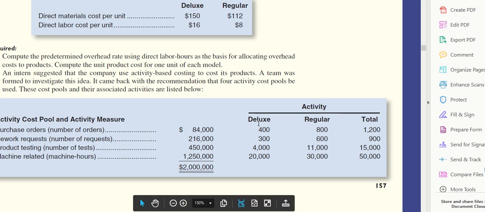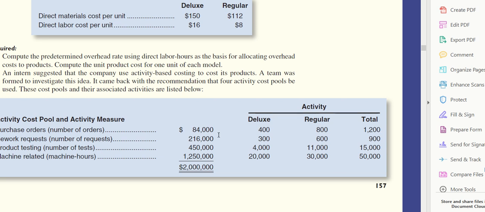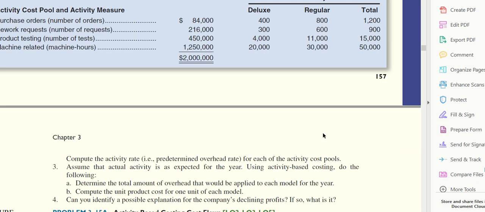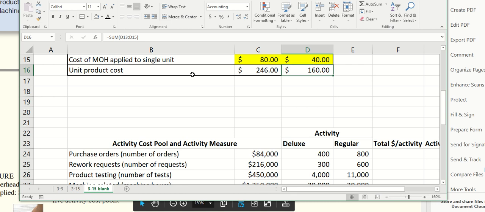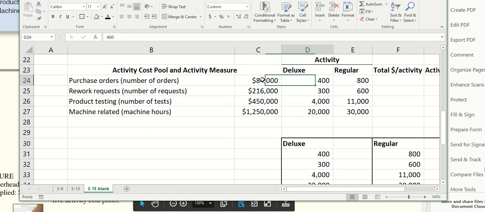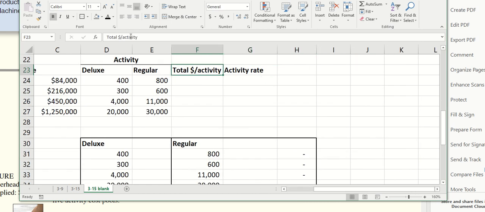For the first part of calculating activity rates, you need to ignore how much each of these actually use up, so we can get our activity rates, and after we get our activity rates, then we can allocate this cost out. So this 84, a third of it will go to deluxe and two-thirds of it will go to regular. So compute the activity rates for each activity. Let's do that first. First things first. Activity rates: a total dollar amount divided by a total activity.